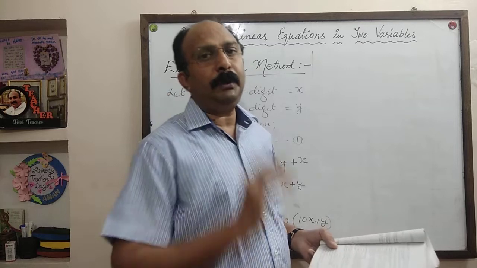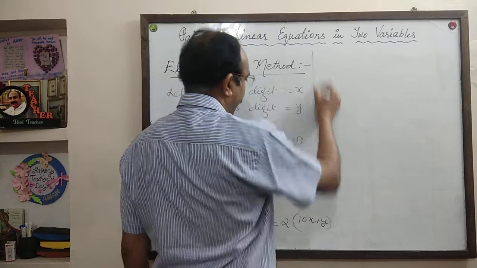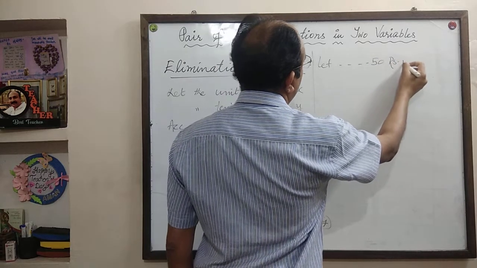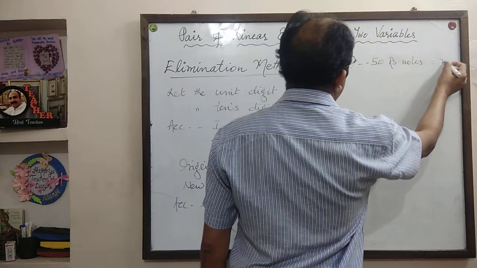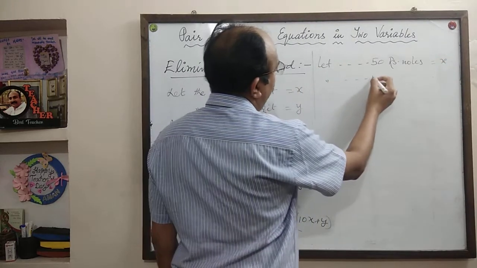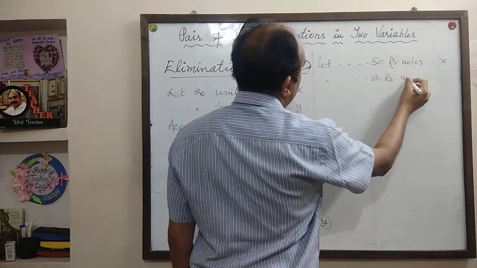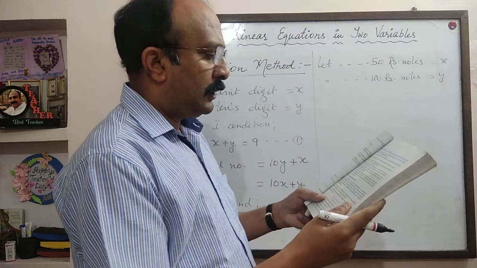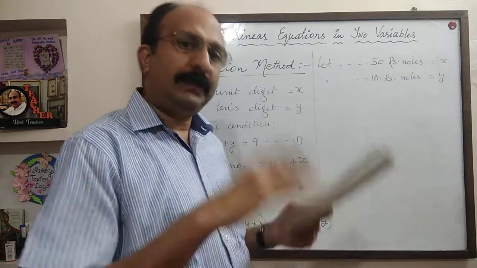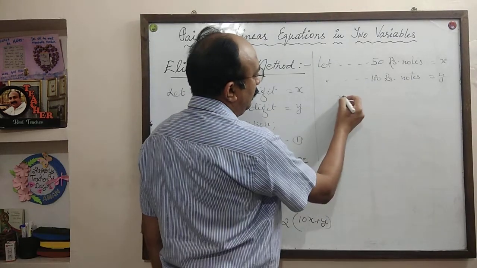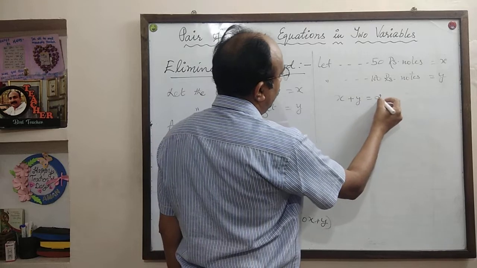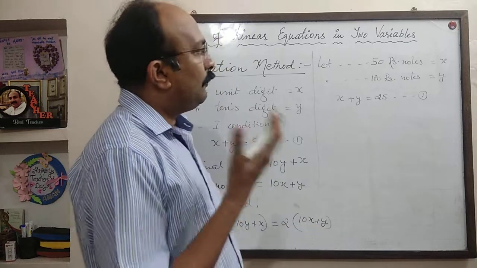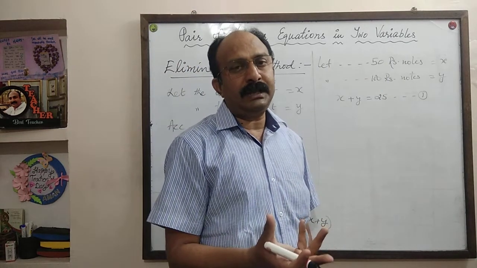Let the number of 50 rupee notes be x, and let the number of 100 rupee notes be y. It is given Meena got 25 notes in all. What does it mean? Total number of notes, that is x plus y is equal to 25. Equation number 1.